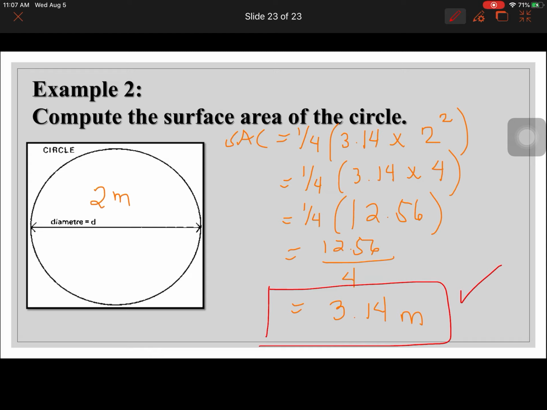Okay po. Dito po nagtatapos kung paano mag-compute ng surface area ng iba't ibang shapes.